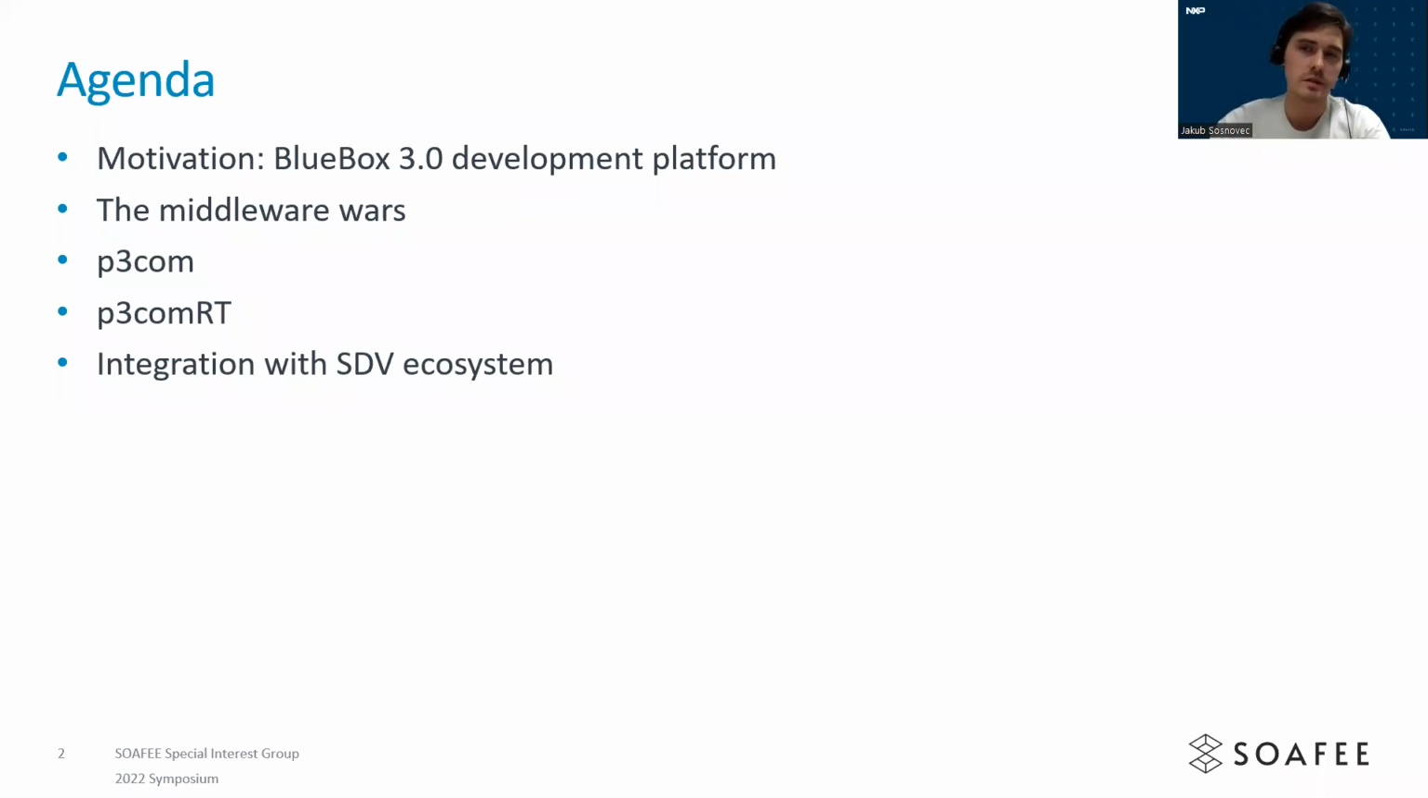To begin, I would like to give some motivation and context to these efforts and talk about the challenges that we are facing on the BlueBox 3 development platform. Next, I want to talk in general about the various choices and options that are currently available in the middleware space. And this will then bring me to the whole idea of p3com, our project, and its real-time version, p3com RT. I want to talk about both the concept of it, as well as some details of how it works under the hood. And to close this off, I want to discuss how we aim to integrate this into the whole SDV ecosystem.